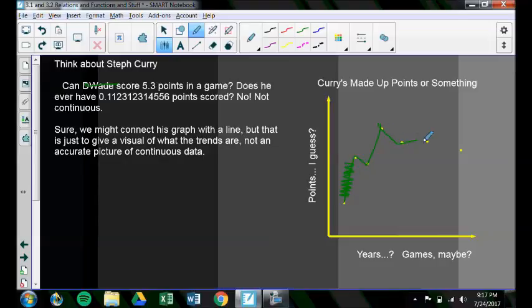That's just to show trends. We connect the dots to show trends, but that's just to give our eyes something to look at. The points they score can't pass the space in between, so they're discrete. They're not continuous.